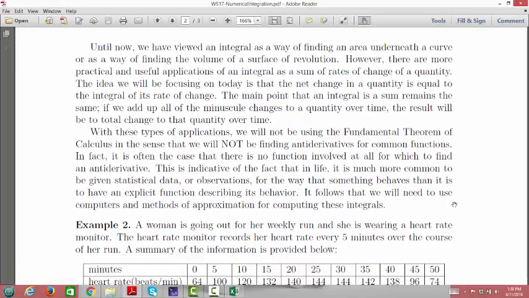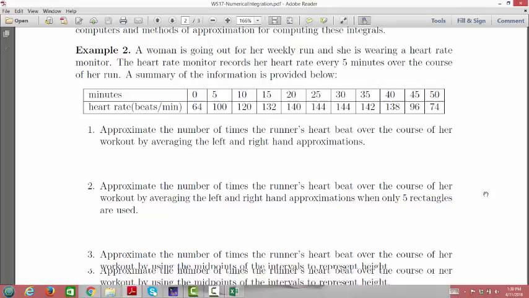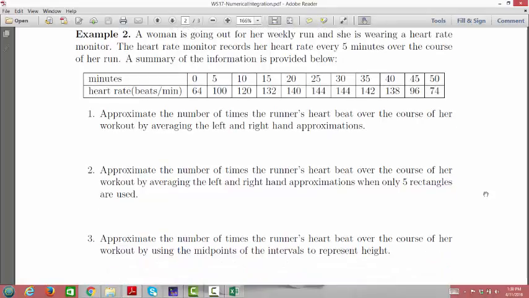This is just explaining a little bit of ideology, basically saying that sometimes we need to use numerical integration because we don't have explicit formulas. And the next example I'll let you work through on your own in Excel.